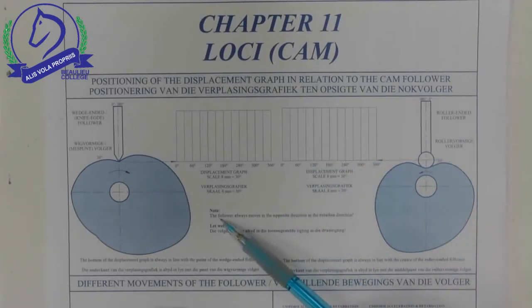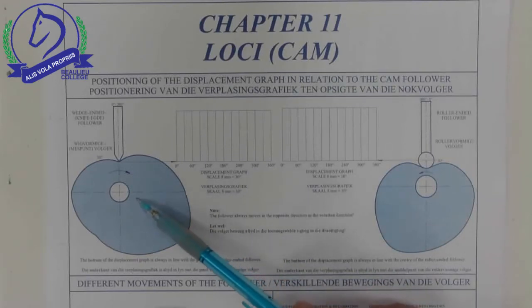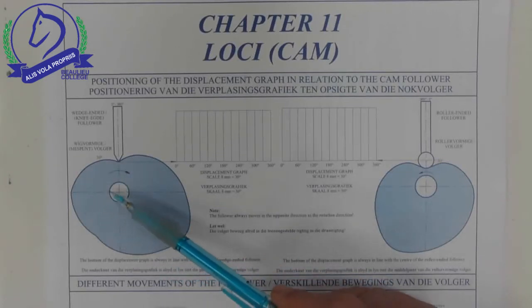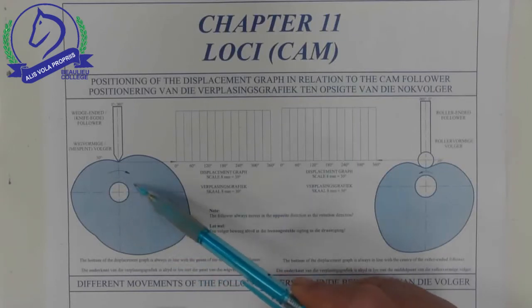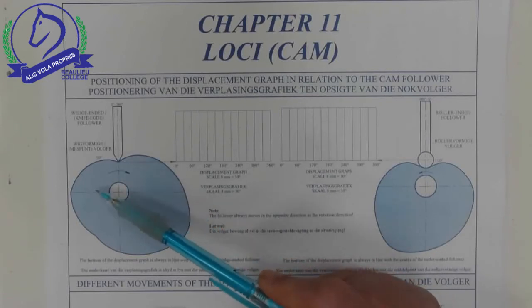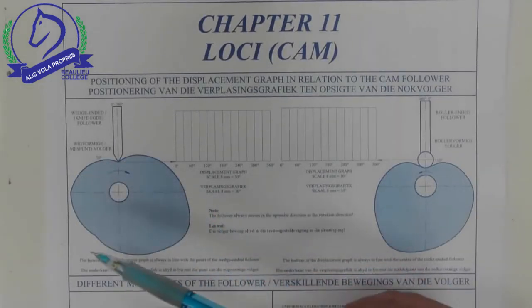This is very important. Note the follower always moves in the opposite direction as the rotation. So if the rotation here says it was turning clockwise, we would label anti-clockwise. The reason for that is it's because it is the cam that is turning and not the follower. The follower stays where it is. So as this turns, that would be the first point.